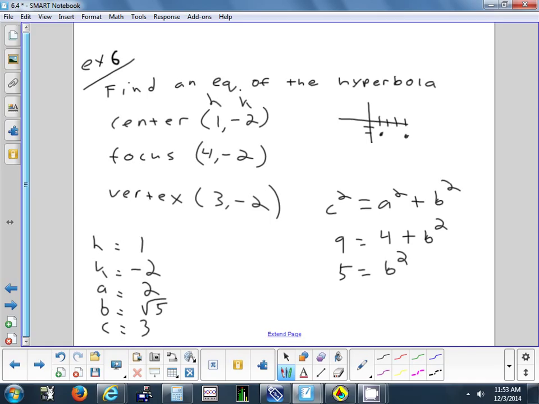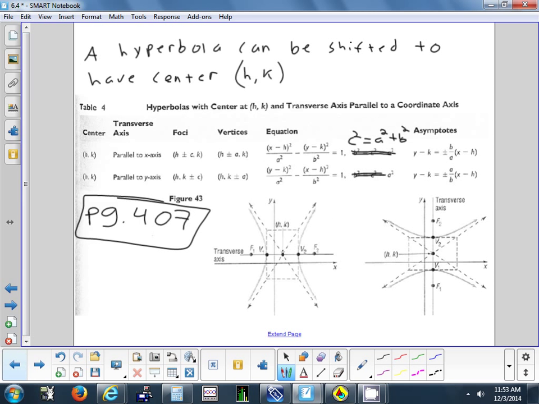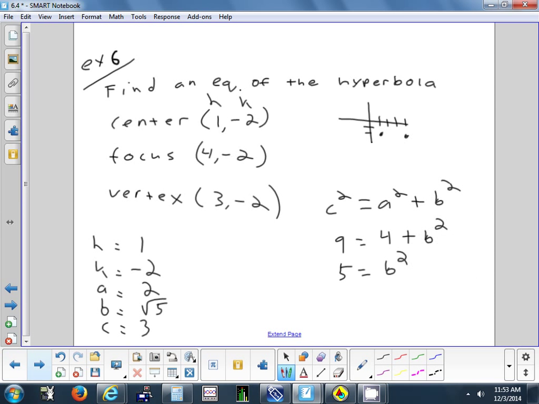Now from what I just drew, is the transverse axis going to go horizontal or vertical? Yeah, it's going to go horizontal. So we're using that equation. It's horizontal, so it's going to be parallel to the x-axis. It won't be on it because we shifted it. It's going to be down here. That's going to be your transverse axis.